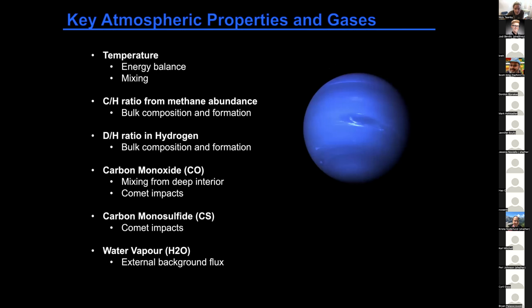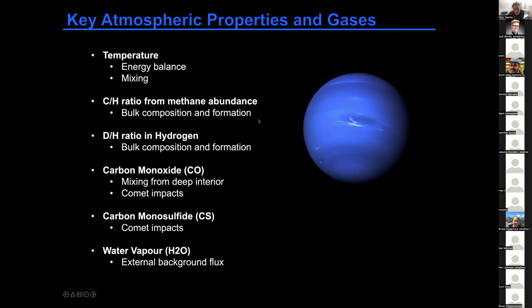So I'm going to focus on a few things in the next few slides. The first one is temperature. That has implications for the energy balance on the planet, so how much energy is coming in and out. And that in turn has implications for how vigorous the mixing is in Neptune's interior.